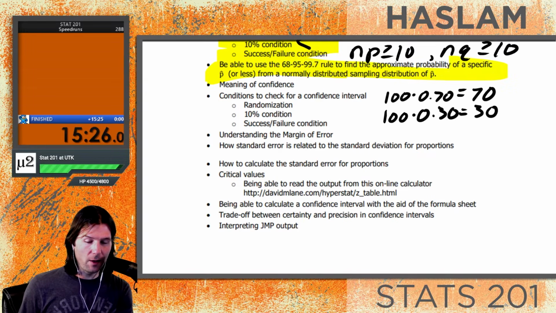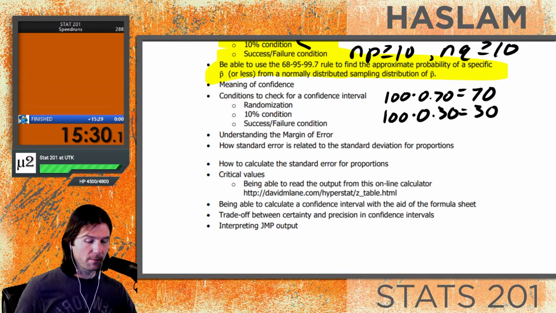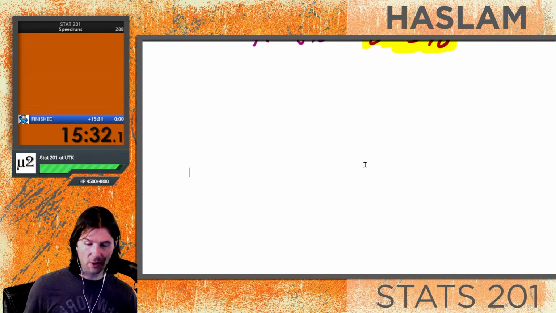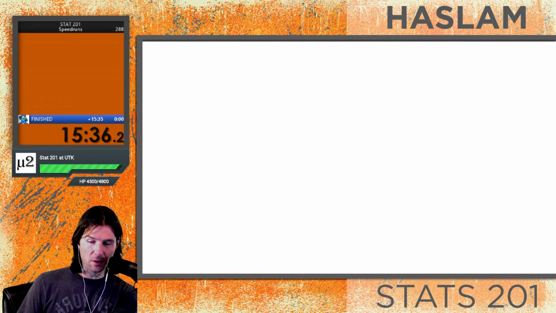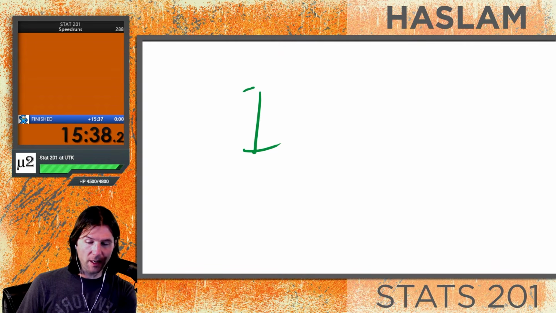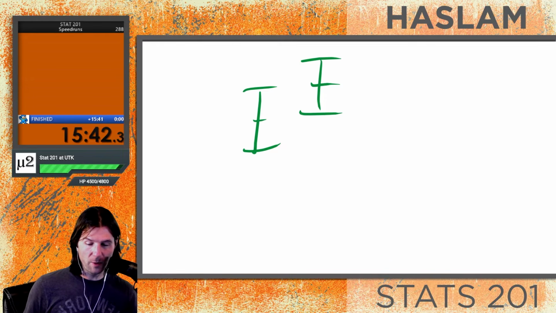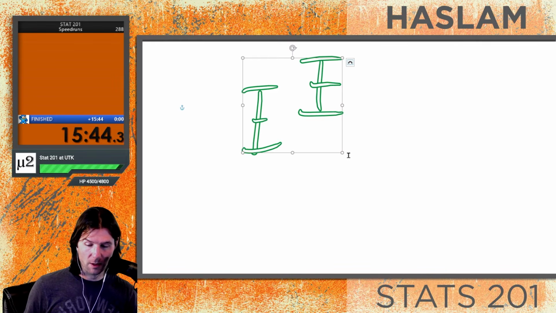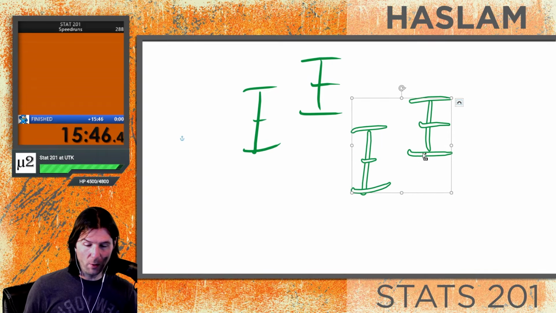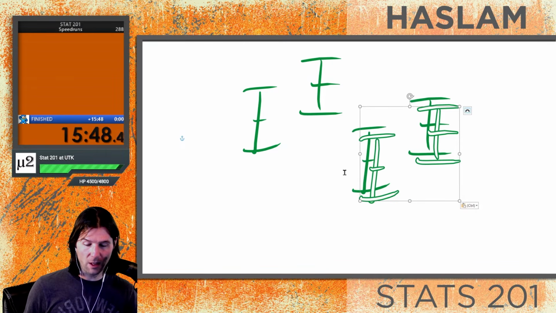Meaning of confidence. We've now gone to confidence intervals. So what does it mean to be confident? Let's go to a new page right here and start talking about confidence intervals. When we have confidence intervals, it actually brings us back to the law of large numbers. If we make a whole bunch of confidence intervals, and we should be able to make them kind of quickly, let's copy one. Here's a whole bunch of confidence intervals being created.